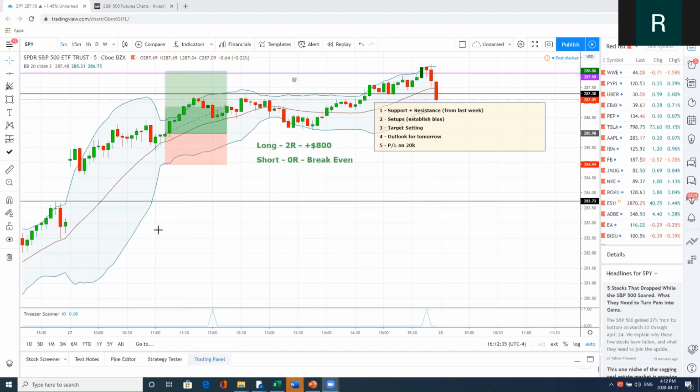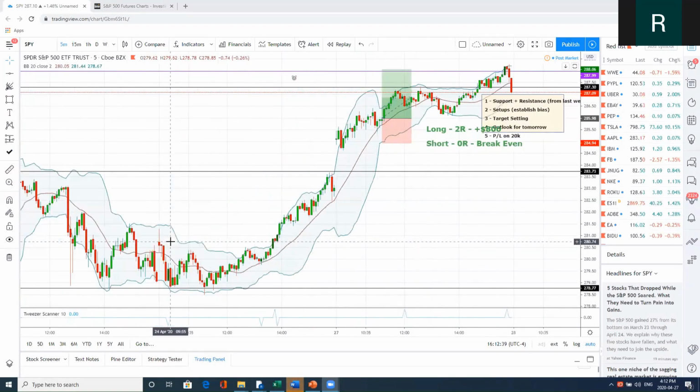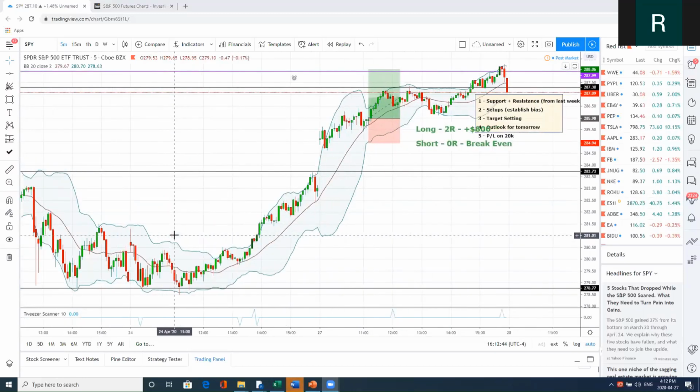All right, guys. So coming into today, we need to draw our support and resistance areas. That's the first thing you should be doing every day. Today is Monday. It's a little bit of a trickier day to trade because there's no direction that's already set.